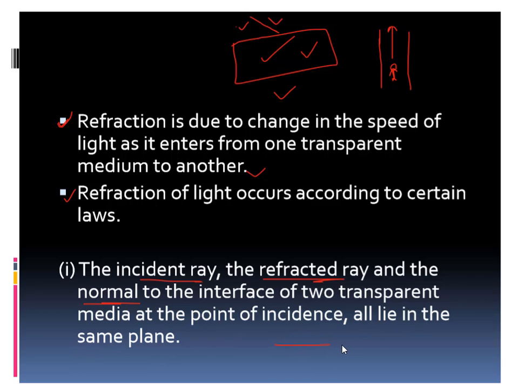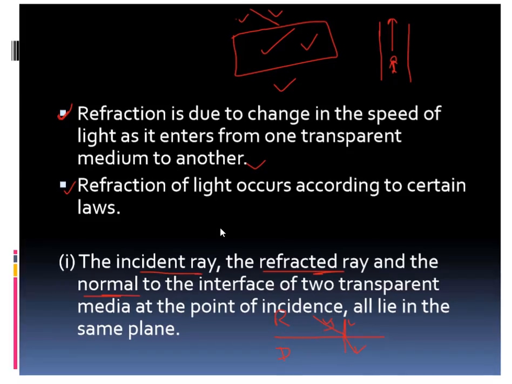That means suppose this is a plane, this region is rarer medium, this one is denser medium. Suppose this is air, this is water. Now here this is the incident ray. At this point I can draw a normal. This is the refracted ray. The incident ray, the normal, and the refracted ray all will lie on the same plane. So this law is similar to the first law of reflection. Now the second point.